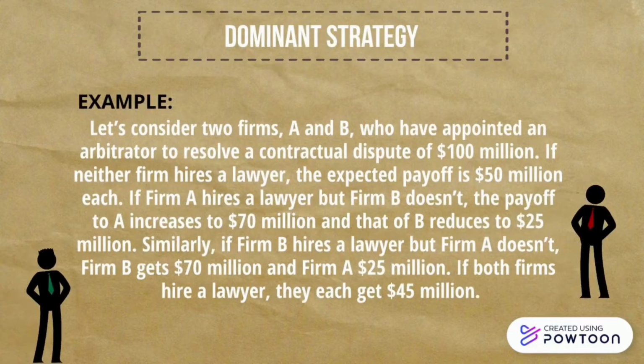Next example, let's consider two firms, A and B, who have appointed an arbitrator to resolve a contractual dispute of 100 million. If neither firm hires a lawyer, the expected payoff is 50 million each. If firm A hires a lawyer but firm B doesn't, the payoff to A increases to 70 million and that of B is reduced to 25 million. Similarly, if firm B hires a lawyer but firm A doesn't, firm B gets 70 million and firm A gets 25 million. If both firms hire a lawyer, they each get 55 million.